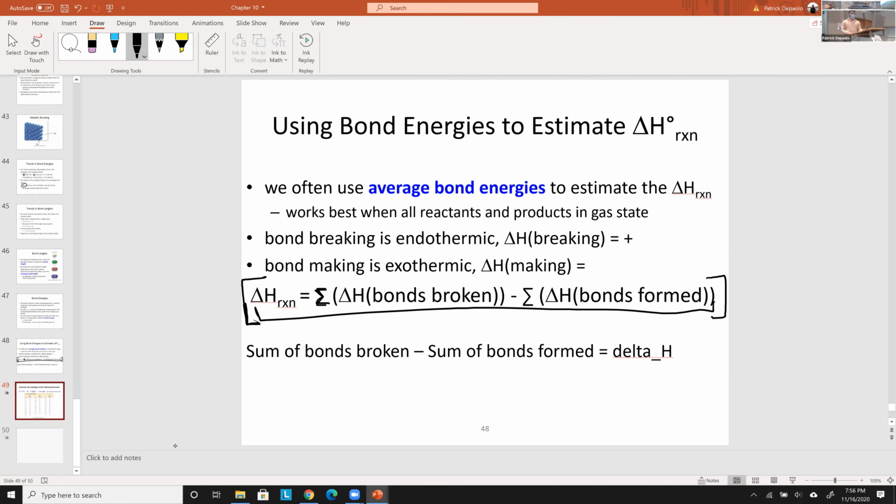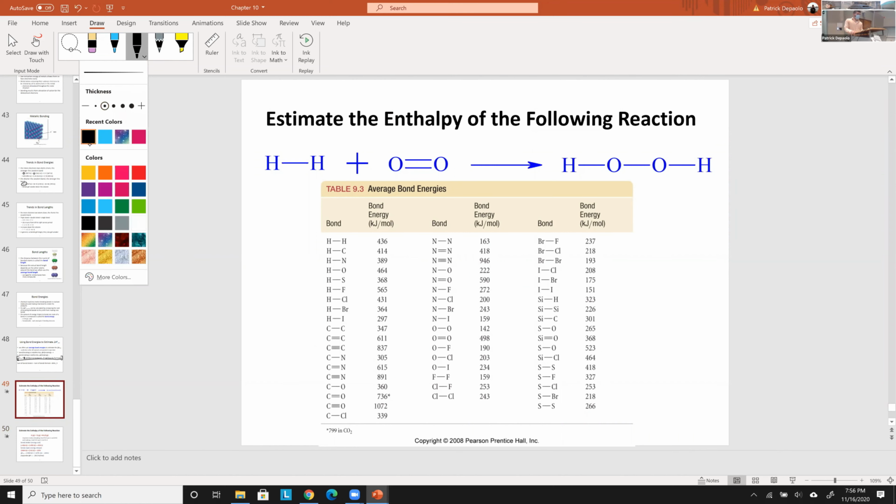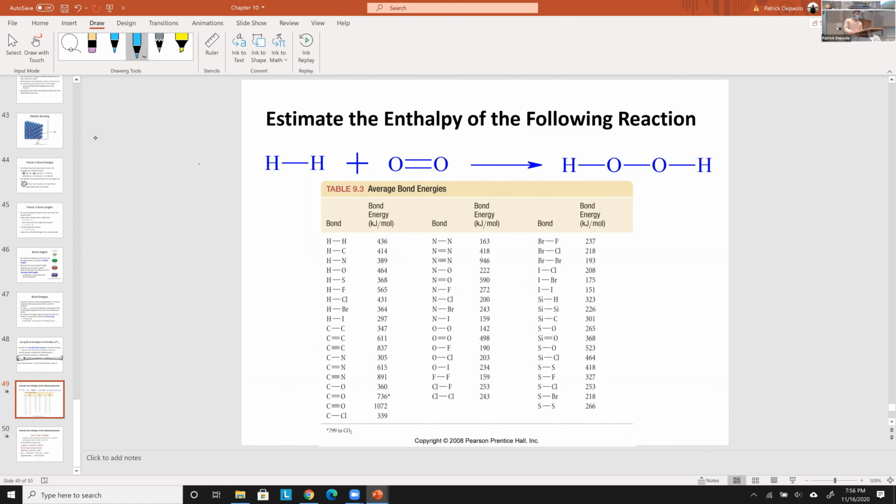And here is a bond energy list. Now we can solve the energy of formation of any reaction using this. So let's do this one. We'll do this example, and then we'll do another example, but there are some other things I'm going to mention in it.